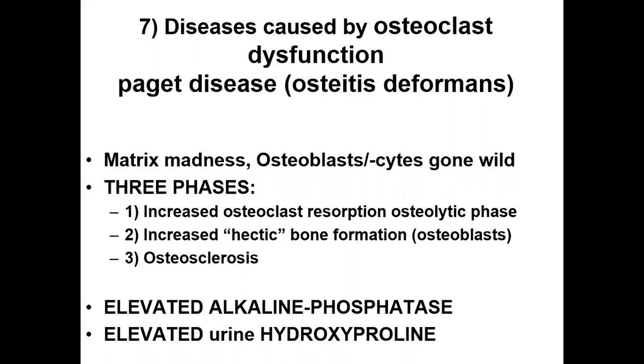Phase 1 is increased osteoclast resorption, that is the osteolytic phase. Stage 2 is increased bone formation, the osteoblastic phase, and third is the osteosclerotic phase. In this disease, there is elevated alkaline phosphatase and elevated urine hydroxyproline.